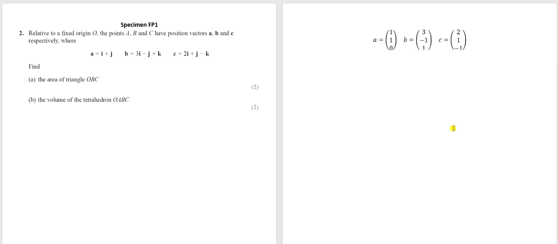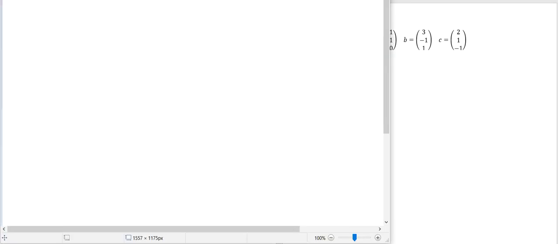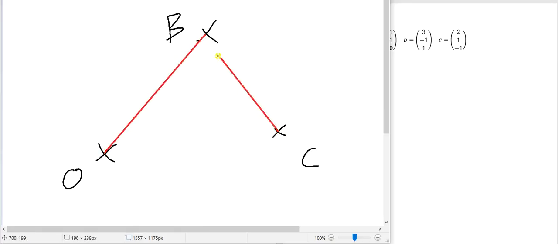Now, there are 2 things we've been asked to find here. One is the area of a triangle enclosed by the vectors A and B. OBC means the triangle that goes from the origin to B and then to C and then back to O again. So you might want to sketch yourself a quick picture so that you can visualize what's going on. If we've got the origin and the point B and the point C, we're just looking for the area of a triangle that will go between them. So from O to B, from B to C, and from C back to O again.